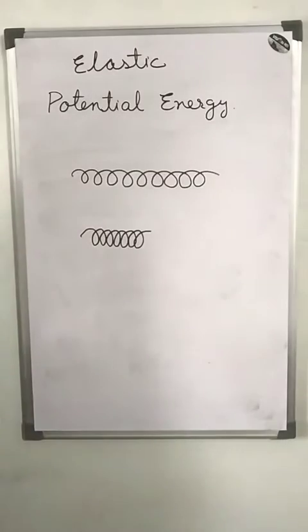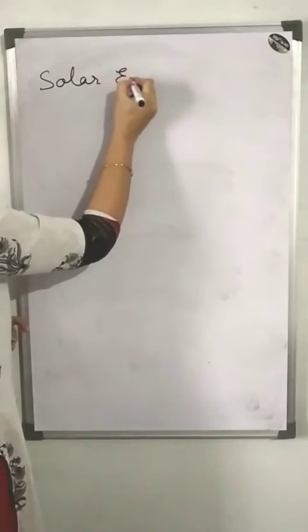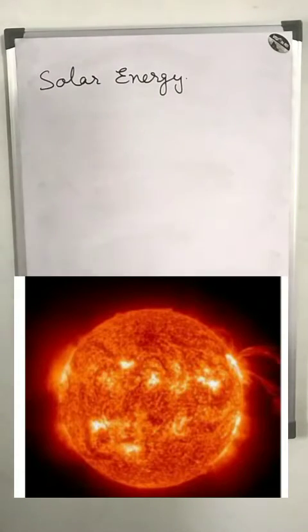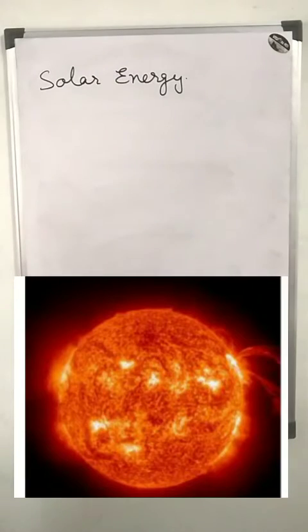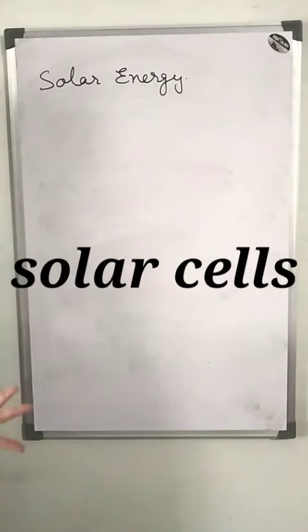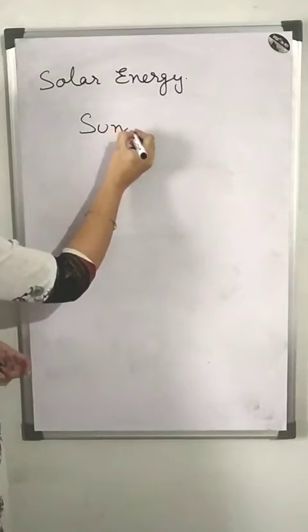Now we have a few more types of energy, that is solar energy. The energy radiated out by the sun is called solar energy. Earth receives a very little part of this energy, not all of it. Plants use this energy to make food by the process of photosynthesis. This energy can be stored in a battery through solar cells. There are many more uses of solar energy.